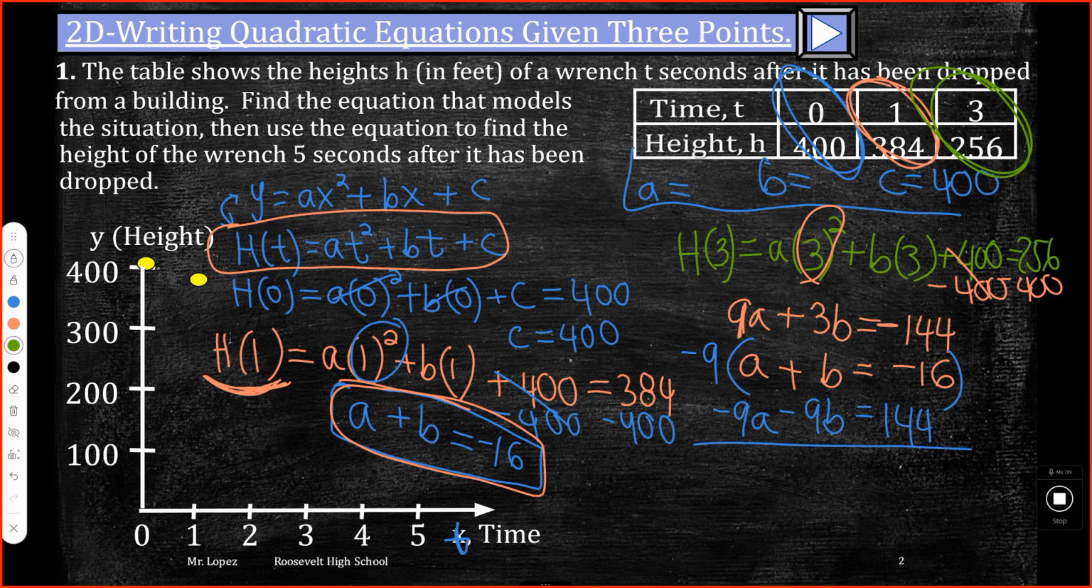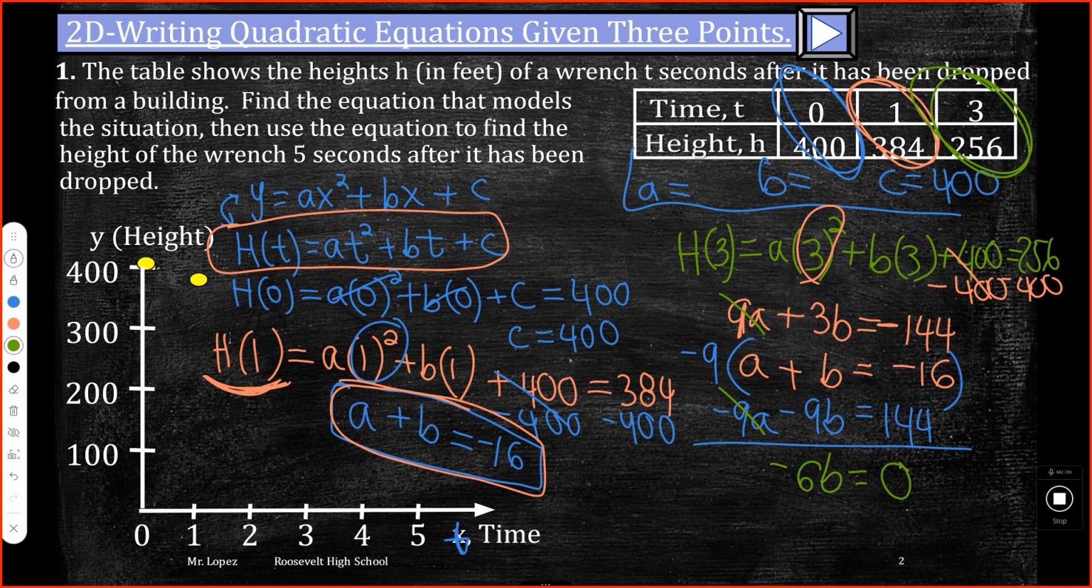What's 9A minus 9A? That is the whole point of this. They cancel out. And what is 3B take away 9B? What's 3 take away 9? Is that negative 6? And what's negative 144 plus positive 144? Negative 144 plus 144, is that 0? Say yes.